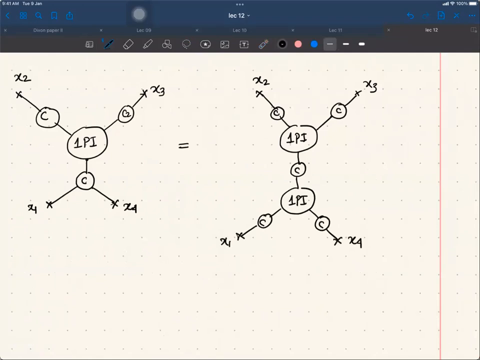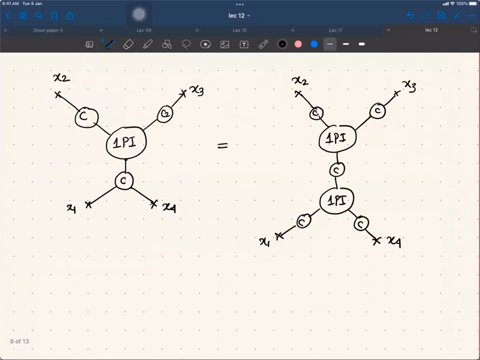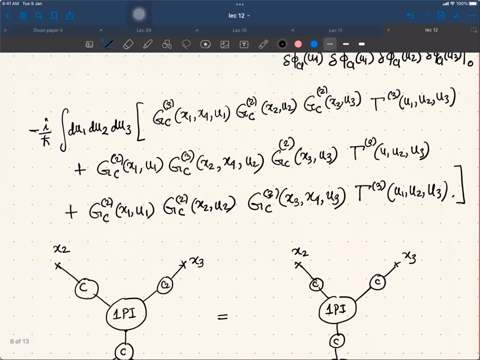X1 and X4. So that is the diagram for the first line. Similarly, you can do the same exercise for the second and third line as well. You see those are related to this first one by some interchange of x's.